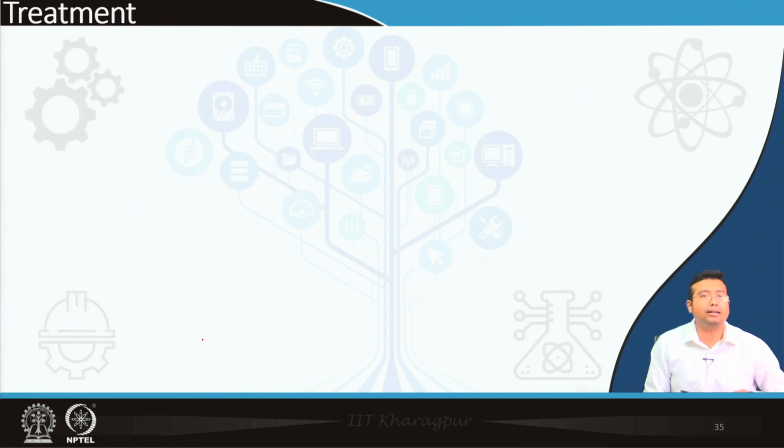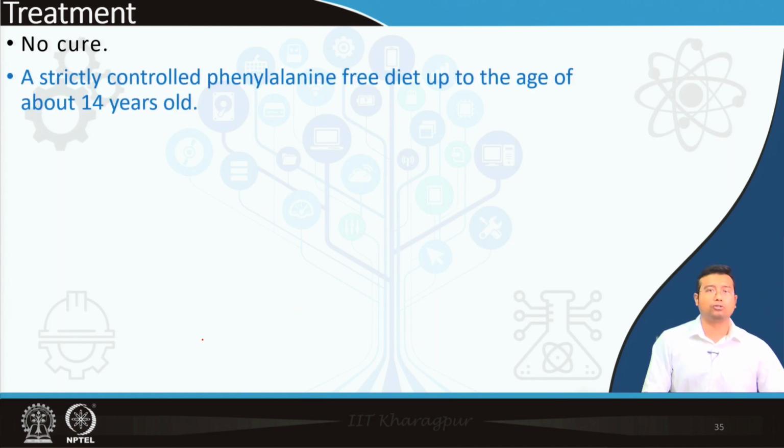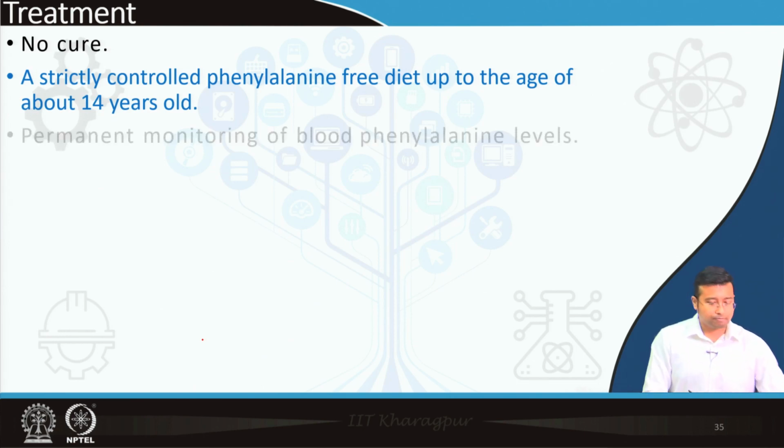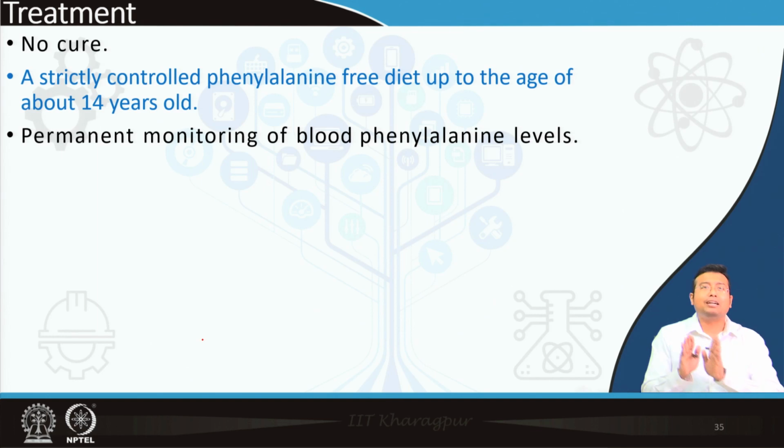So, what is the treatment of phenylketonuria? Sadly, there is no cure, there is no definitive treatment for phenylketonuria. So, generally a strictly controlled, phenylalanine free diet is given up to the age of 14 years. All right. Permanent monitoring of blood phenylalanine level is extremely essential.